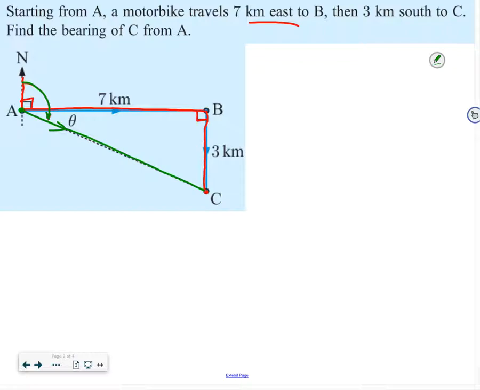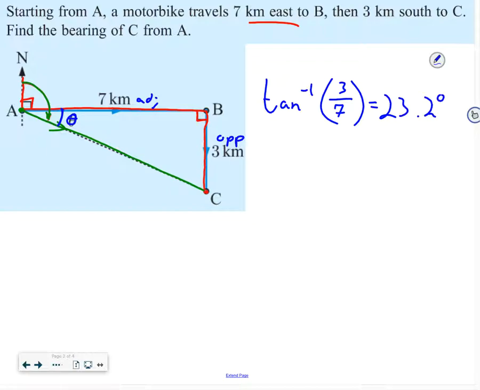Well, first we're going to solve for theta because we have a right triangle here. Of this theta, I know my adjacent side and I know my opposite side. Since I'm solving for an angle, I'm going to use inverse, and opposite and adjacent is tangent. So I do tangent inverse of my opposite side, which is 3 over 7.